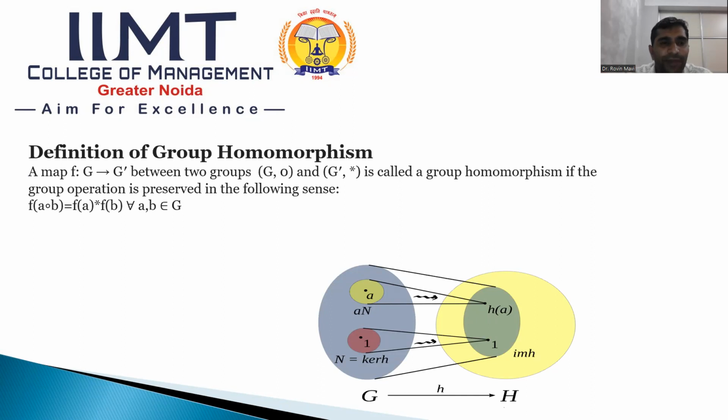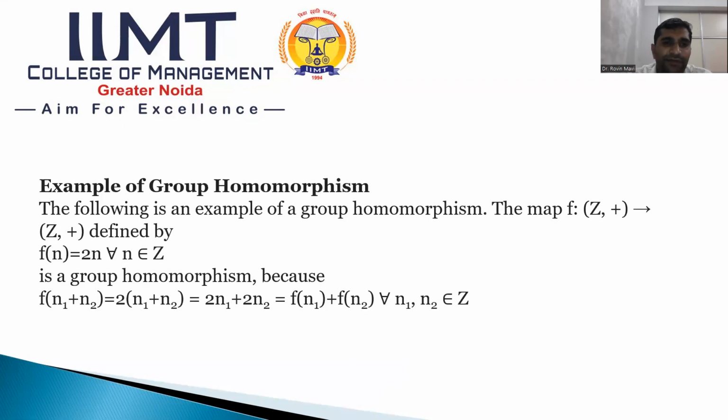Group homomorphism. A mapping f from G to G' between two groups G and G' is called a group homomorphism if f(a · b) is equal to f(a) star f(b) for all a, b belonging to G. Example of group homomorphism: the mapping f from Z under addition to Z under addition defined by f(n) is equal to 2n for all n belonging to Z is a group homomorphism, because f(n1 + n2) is equal to 2(n1 + n2) is equal to 2n1 + 2n2 is equal to f(n1) + f(n2) for all n1, n2 belonging to Z.